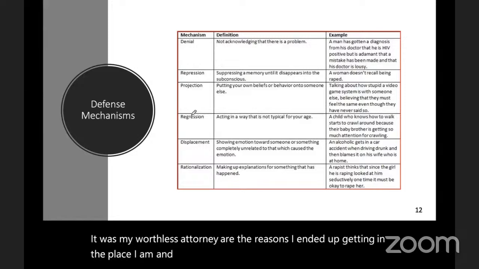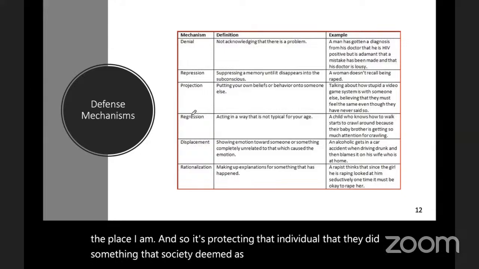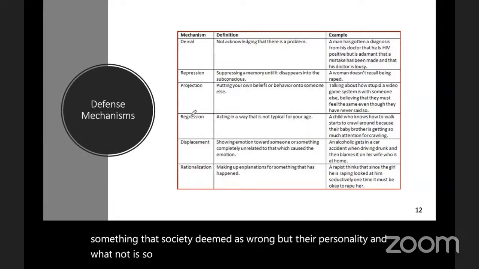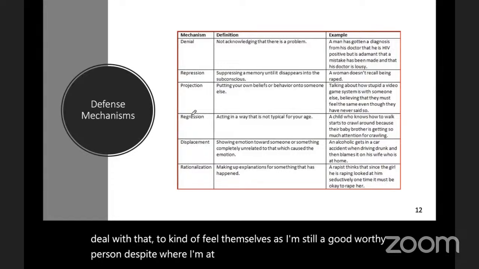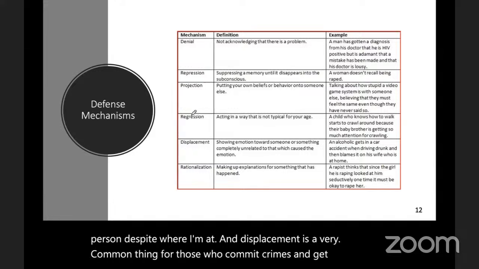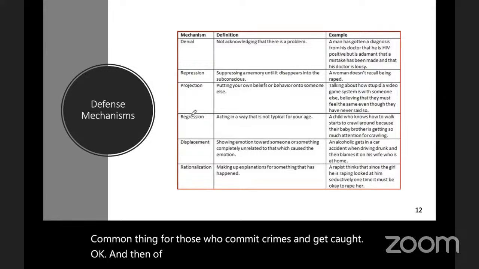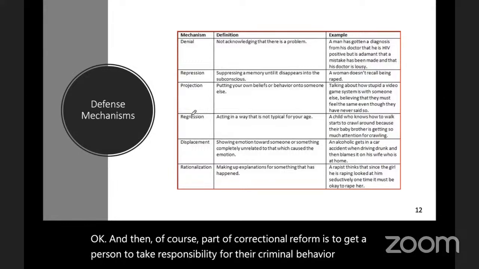It's protecting that individual. They did something that society deemed wrong, but their personality is so fragile that they have to use displacement to deal with that, to feel like I'm still a good, worthy person despite where I'm at. Displacement is a very common thing for those who commit crimes and get caught. Part of correctional reform is to get a person to take responsibility for their criminal behavior and get rid of that displacement.